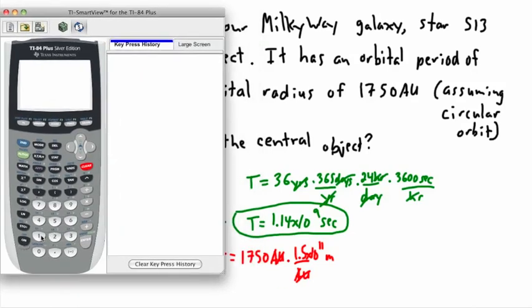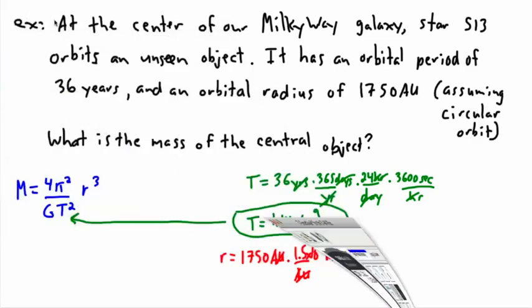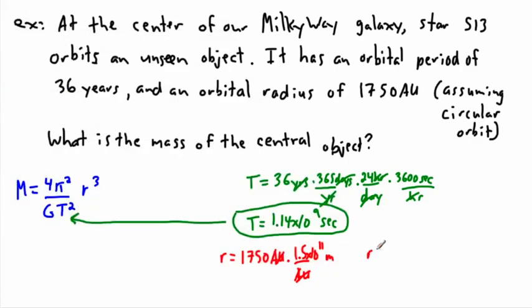All I have to do is take my 1,750 and multiply it by 1.5 times 10 to the power of 11. I get this number, 2.63 times 10 to the 14. So r equals 2.63 times 10 to the 14 meters. That's obviously very big. See, when we say a number is astronomically large, see what we mean by that? Because this is a very, very large number.